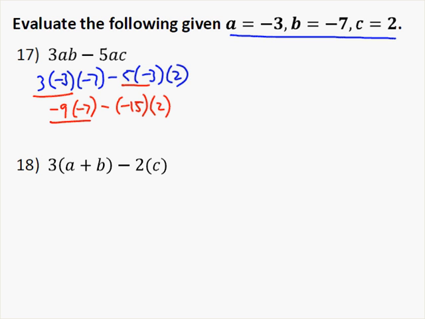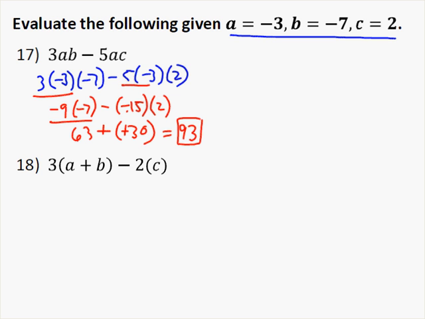Now to multiply these two together, -9 times -7 is a positive 63, which you're going to subtract -15 times 2, which is -30. But when you do positive 63 minus a -30, you get a positive 93, because you change subtraction to addition and then change the -30 to a positive 30. So your answer is 93.